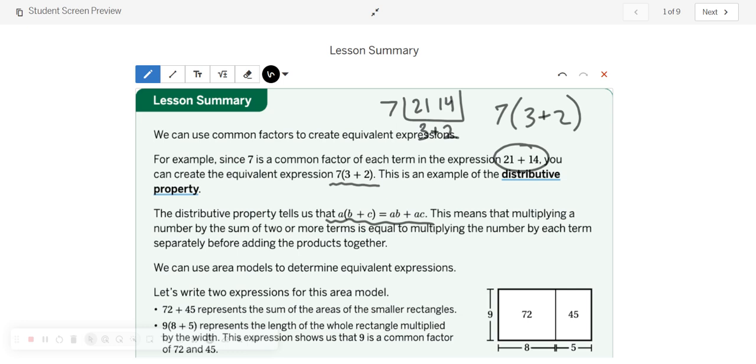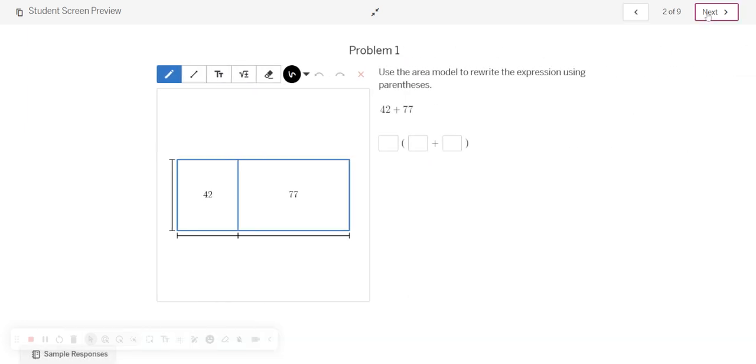And then down here, they show it both ways. So if you're given a 72 and a 45, you can factor out a 9, and it's 9 times 8 and 9 times 5. If you were given the 9, 8, and 5, you could find the numbers inside by simply multiplying. So let's take a look at some of the problems they gave you.